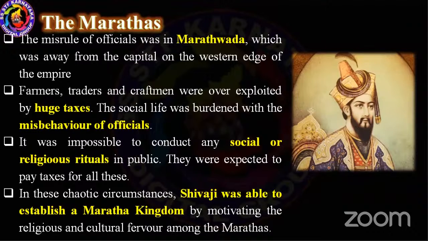It was impossible to conduct any social or religious rituals in public. People were expected to pay tax for all these religious rituals and functions. They were forced to pay tax, and because of all these reasons the empire was declining. And these chaotic circumstances meant conflict and critical situations.